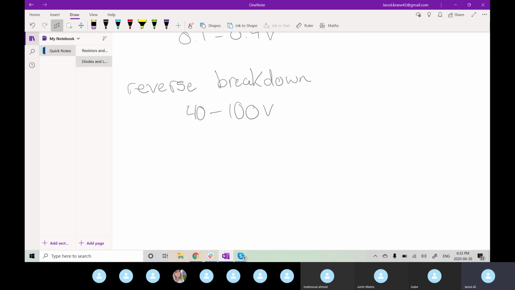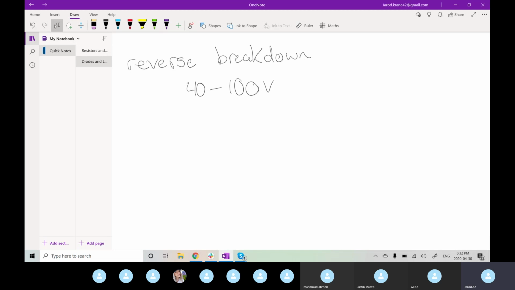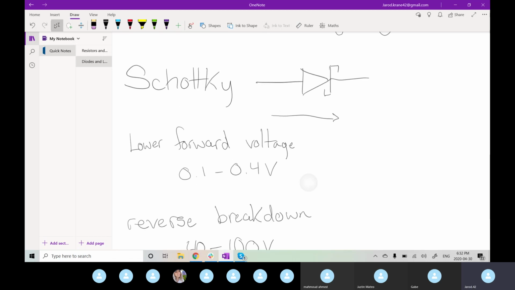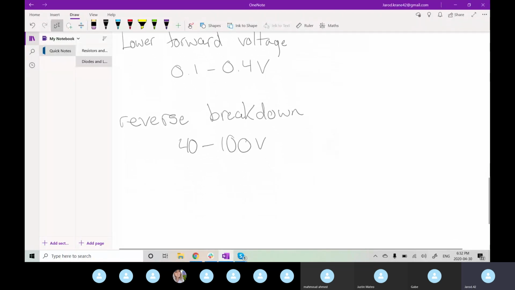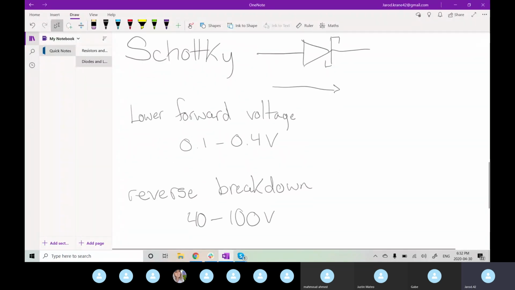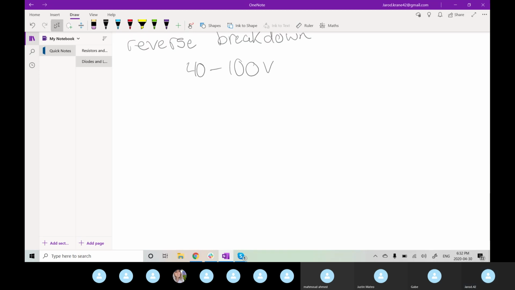I don't have an actual system application using the Schottkys, but they're fairly similar to the general, just at lower voltage ratings. So that's basically all I have on this, if there's not a question on the use of a Schottky. No? Okay.